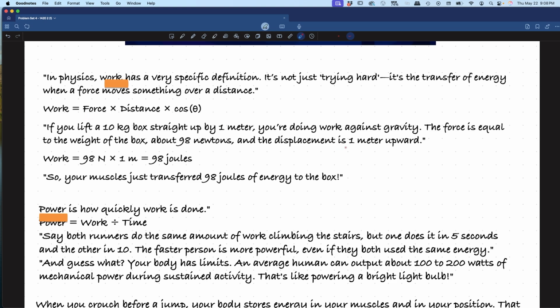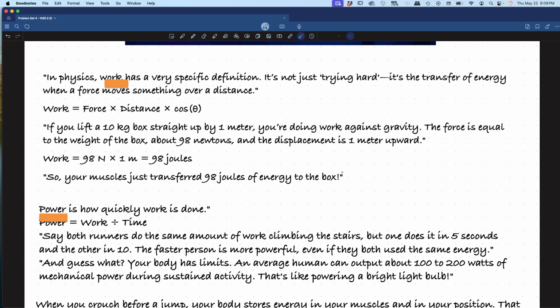The distance or displacement is 1 meter, and in this case the angle can be taken as 0 degrees, and therefore cosine of 0 is 1, and that's why you don't find that. So to calculate the work in this case, all you need is 98 times 1, which is 98 joules. So the unit of work or energy is joules. So in lifting the box, your muscles just transferred 98 joules of energy to the box.